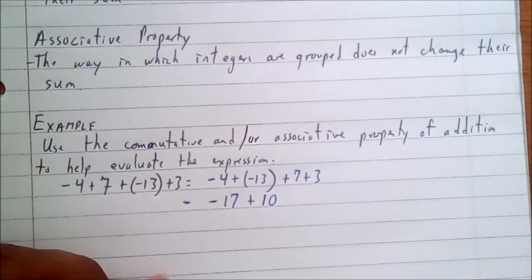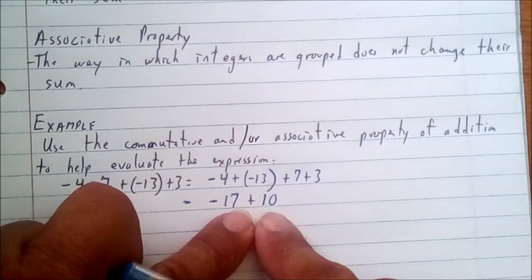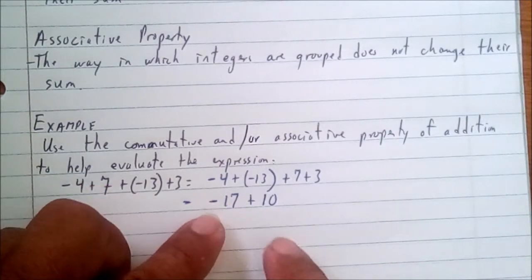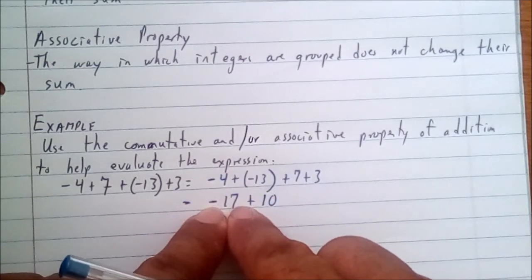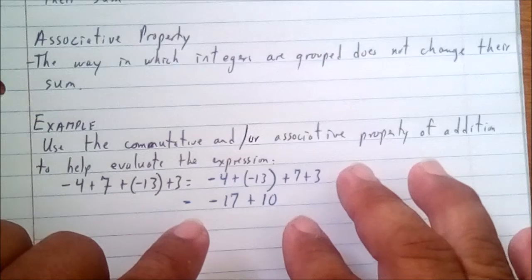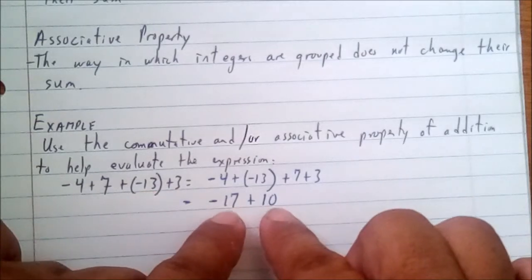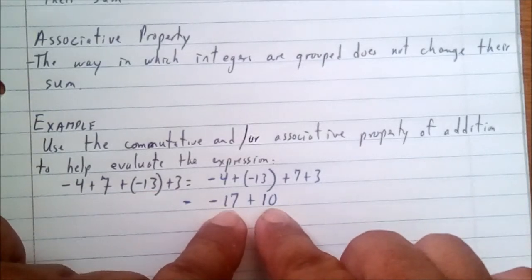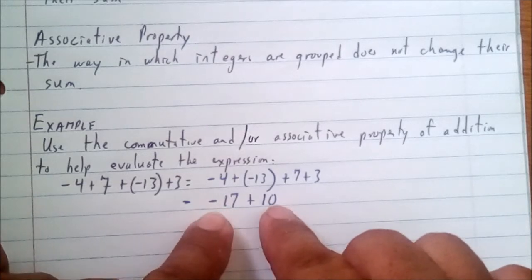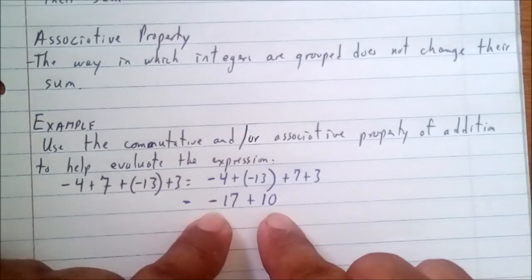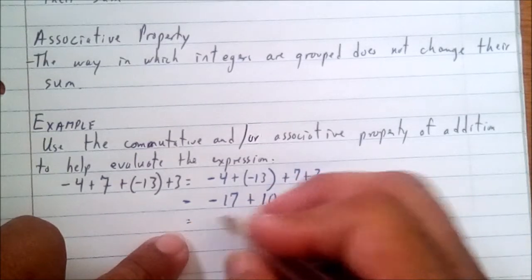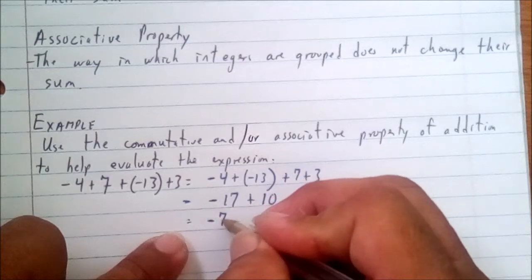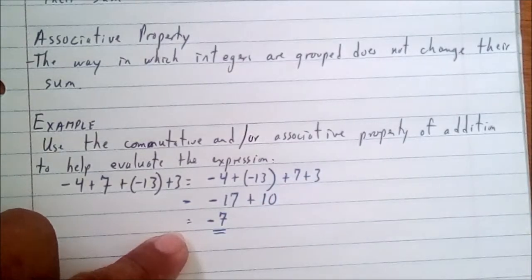Now the next step, we use the rule for adding two integers that have the same sign. In other words, just summarizing it. Now use the rules for adding two integers that have different signs, because this is negative and this is positive. The result will be negative 17 plus 10 gives us negative 7, and that's the solution that we had gotten from the previous problem.